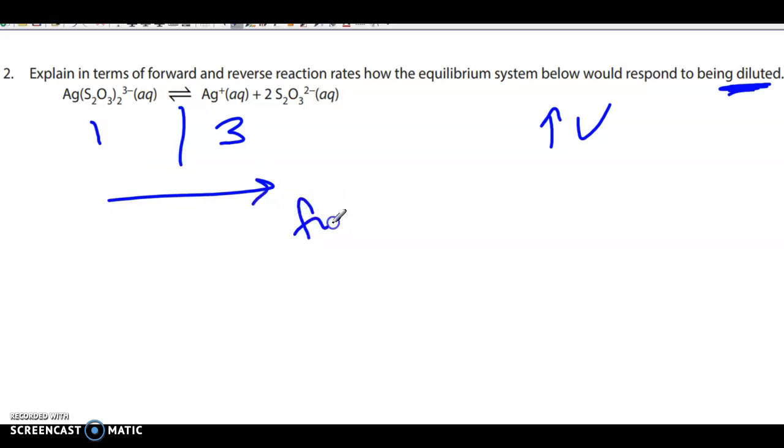So the forward rate will, so what's happening here is actually both rates are slowing down because you're going to have lower concentrations. But I guess a way of thinking of this is the forward rate will slow down less than the reverse rate. The reverse rate would slow down more, if you want to think of it that way, right?